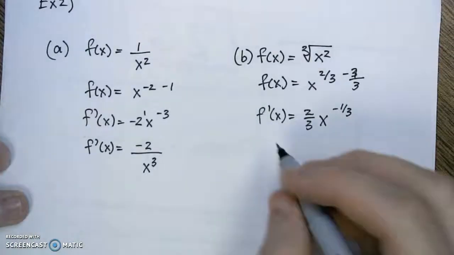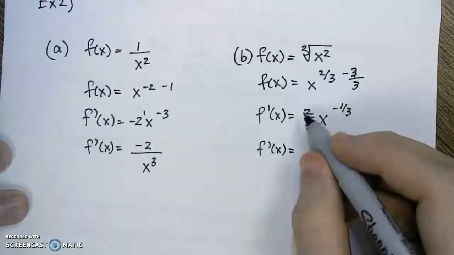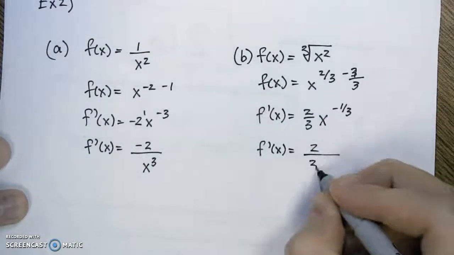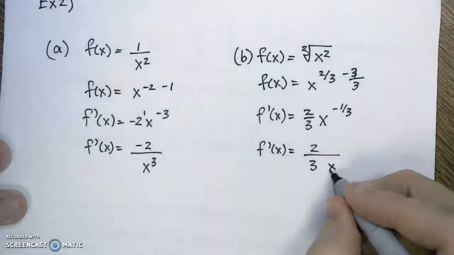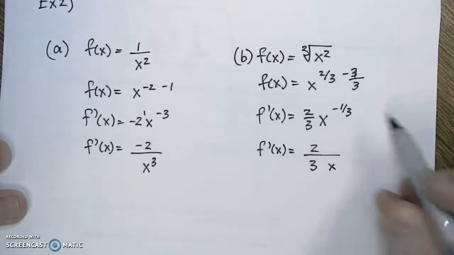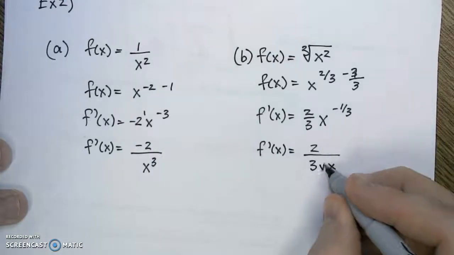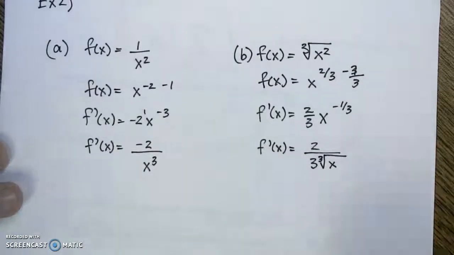Now let's write it as a fraction and as a radical. So 2/3 is 2/3. Since x has a negative exponent, it's going to be in the bottom. And since it has a rational exponent, that means x has a radical. A cubed root is what that is. So you've got 2/3 cubed root x.